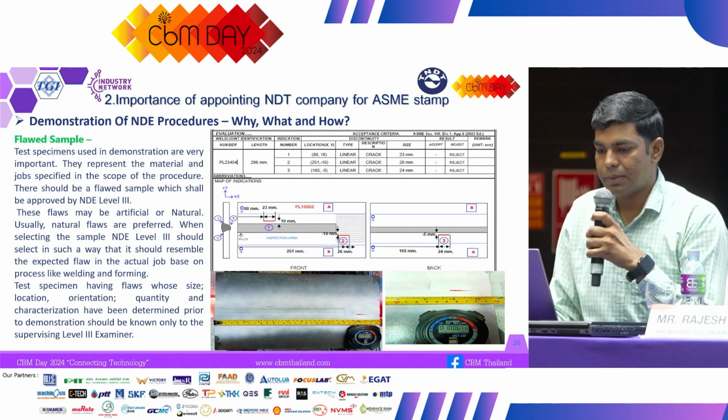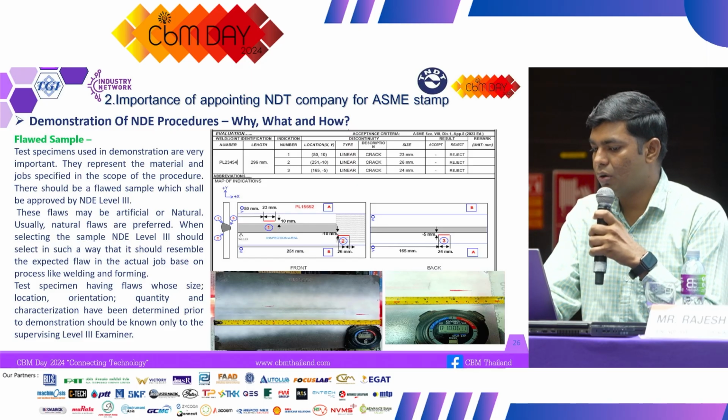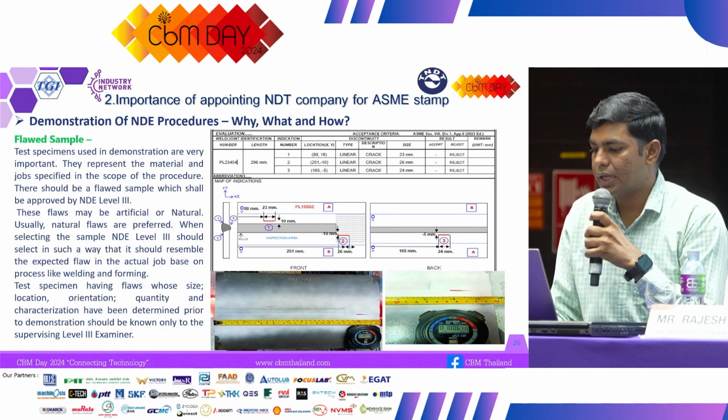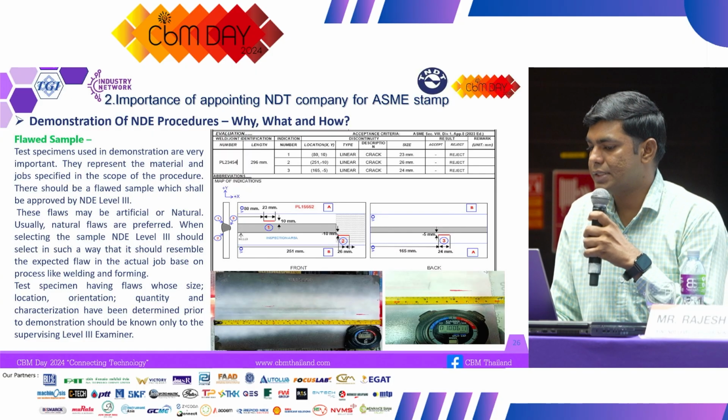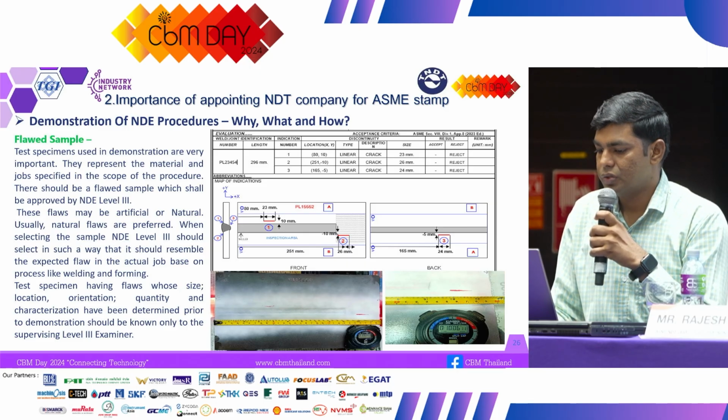Flaw samples. Test specimens in the demonstration are very important. They represent the material, job specified, and scope of the procedure. The samples shall be approved by Level 3. So in this demonstration, the Level 3 knows about the flaws, where the indication is and at what location, for example a linear crack indication, its length, the rejectable size as per this code, the total number of specimens, and the specimen length. This goes with the actual demonstration with the company.